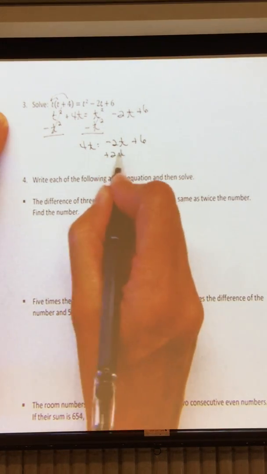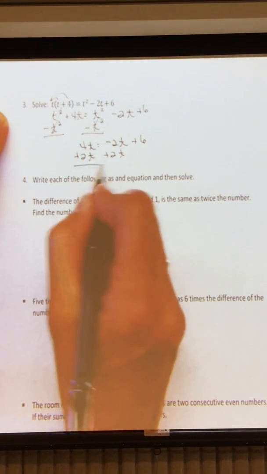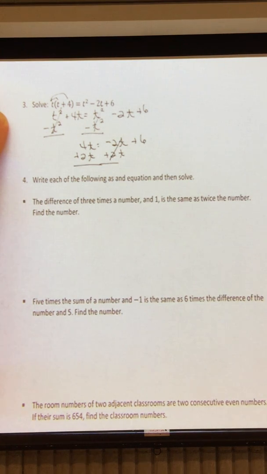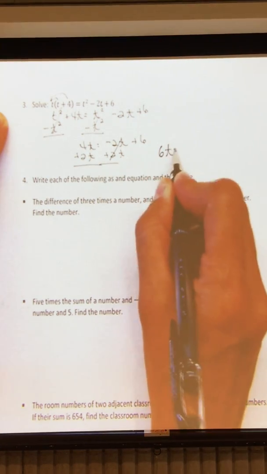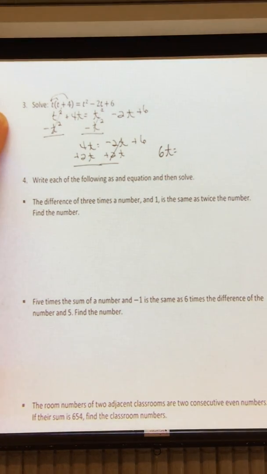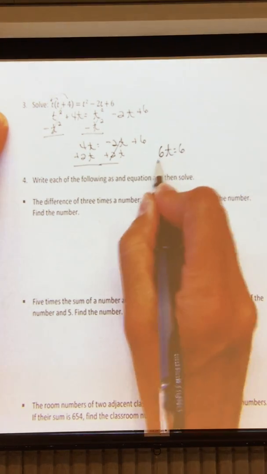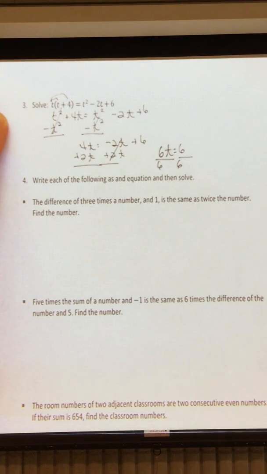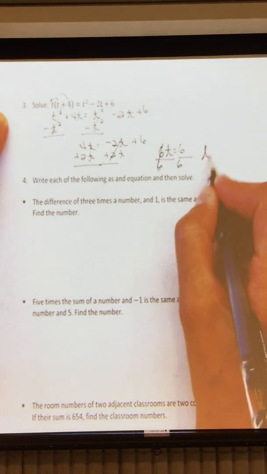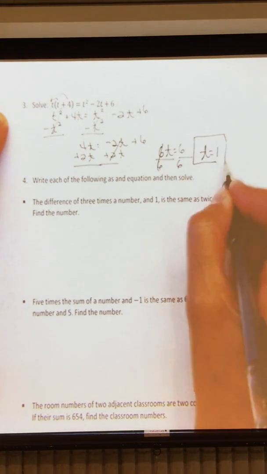Let's combine again, adding the 2t to both sides. You have 6t is equal to 6, and dividing by 6, you have 6 divided by 6 is equal to 1.